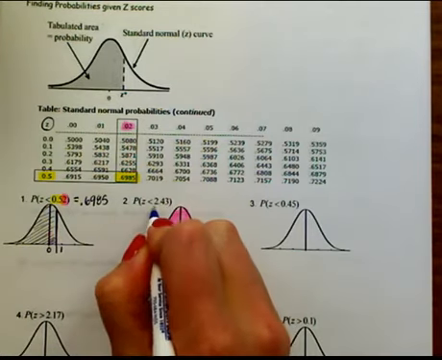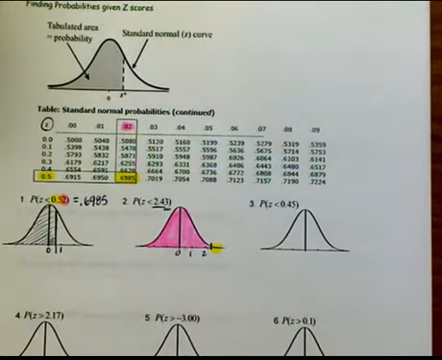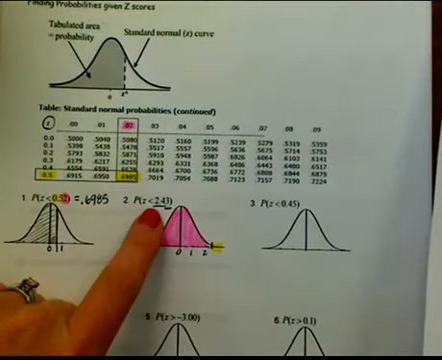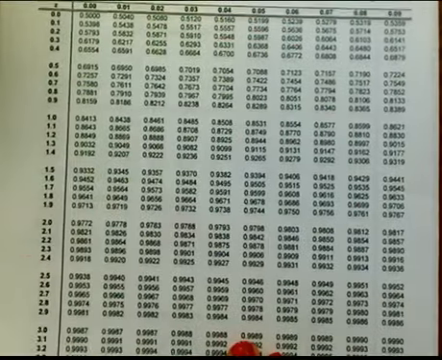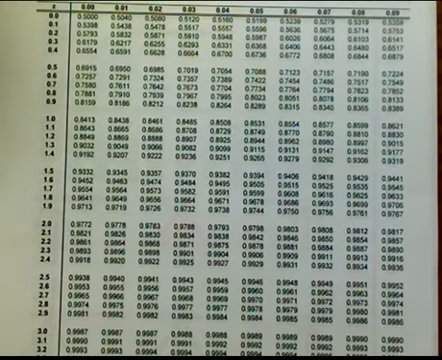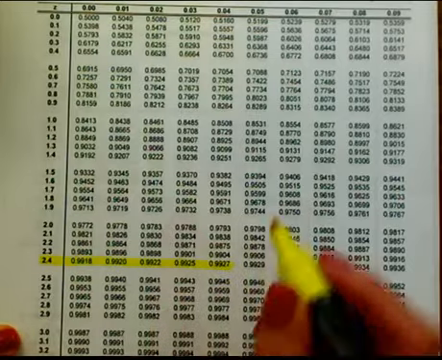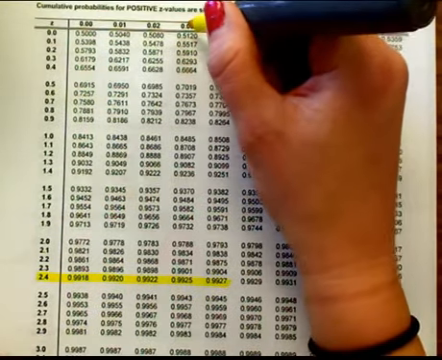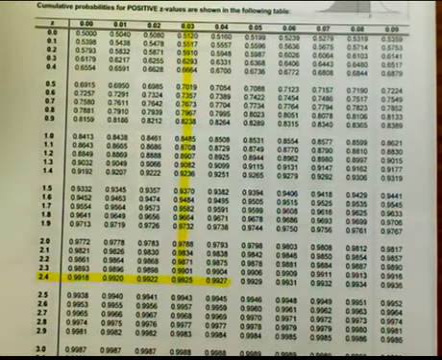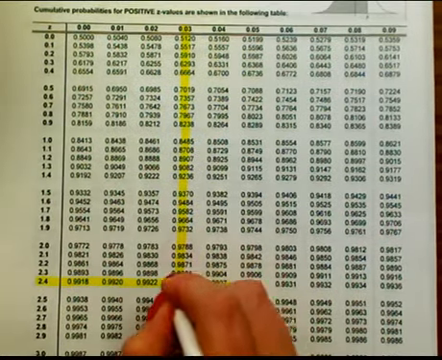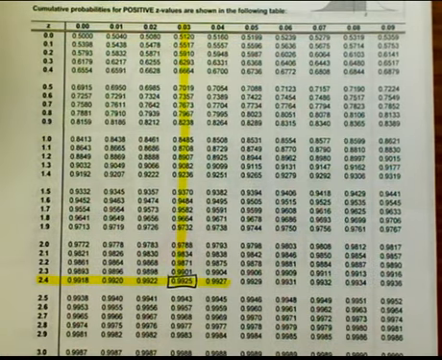Okay, so my first 2 digits are 2.4 and then my last digit is 0.03. Notice this is a positive number. 2.43. 2.4. Okay. And then I go up to the top, 3. And so where do these 2 numbers intersect? Right here. So I'm looking at 0.9925.